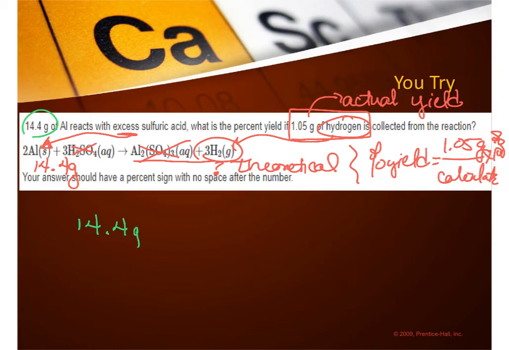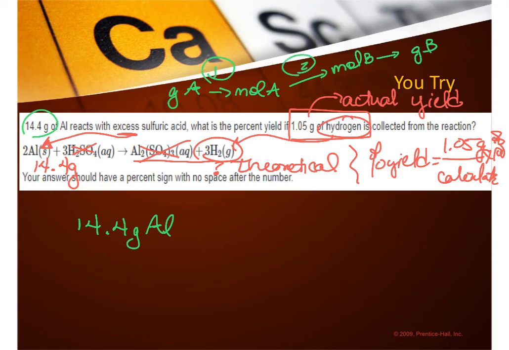14.4 grams of aluminum. Now remember, the process that we're almost always going to go through is grams of whatever the given information is. First thing you have to do is go to moles of that substance. Once you're in moles of that substance, you can use mole ratio to go to moles of any other substance in the chemical reaction. And then finally grams of that. So almost always, it's going to be a three-step calculation.